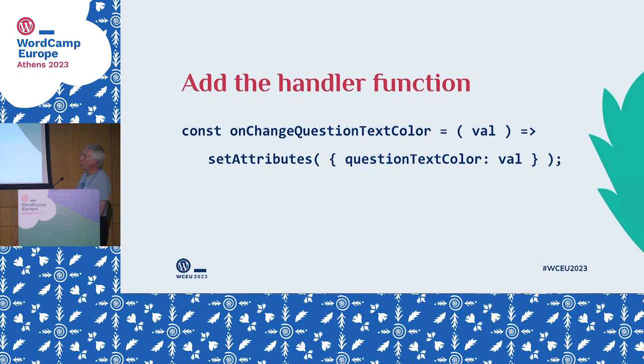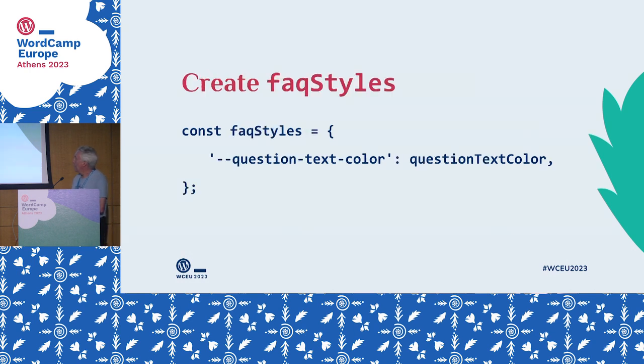Okay, now all this will work and the attribute will be updated, but nothing's going to happen because the CSS is still hard-coded. So the text color of the question is not going to change. So let's fix that now. Let's create an FAQ styles object.